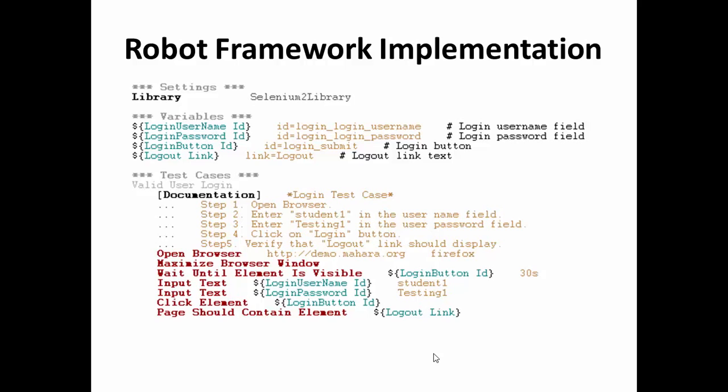This screen displays the whole Robot Framework implementation for this test case. Settings is the library used in this test framework. We imported the Selenium2 library. And we define 4 variables to use in the test. Login username ID represents the username field. Login password ID represents the password field. Login button ID represents the login button. And logout link represents the logout link.